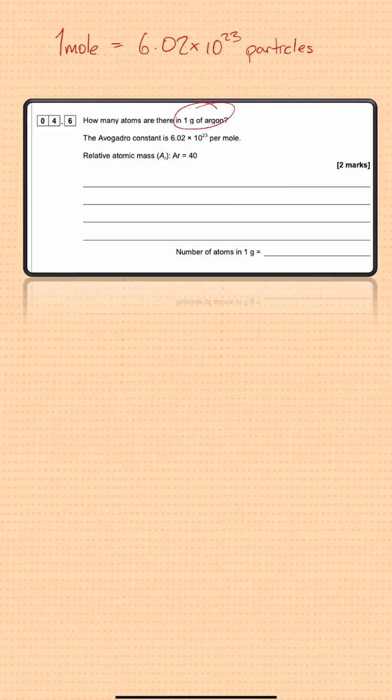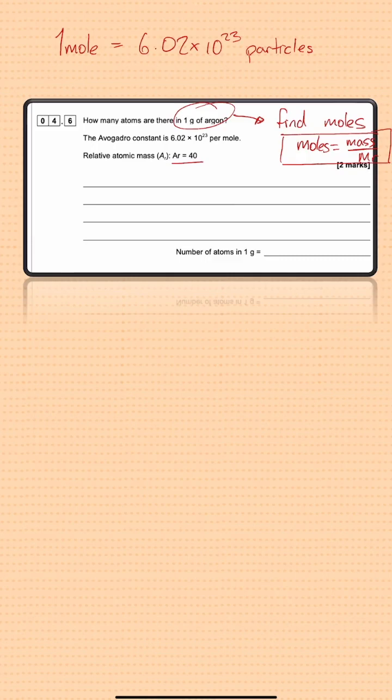Your first thing to do here is to work out how many moles there are in 1 gram of argon. So first thing, find the moles. How do we find moles? Well, we use that equation that we learned. Moles is equal to mass over Mr. You'd have to find argon in the periodic table. Actually, no, they've told you what argon is here. They've told you it's 40. So you need to find the moles.